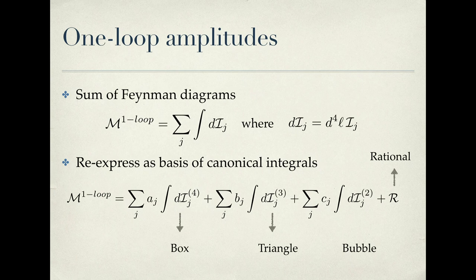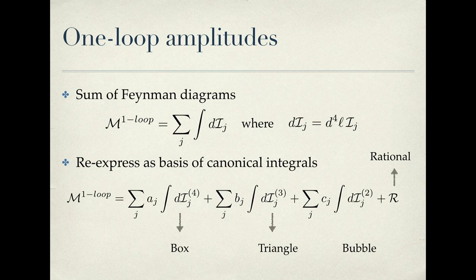What's the standard idea? Let's look at a one-loop amplitude. Now we are not dealing with tree level anymore. Again, if we think about it as a sum of Feynman diagrams, the one-loop amplitude is a sum over all Feynman diagrams, which I denote like integrals over d_ij, where d_ij is d^4l times some rational function I_ij. So each Feynman diagram at one loop is just some four-dimensional integral over some function.